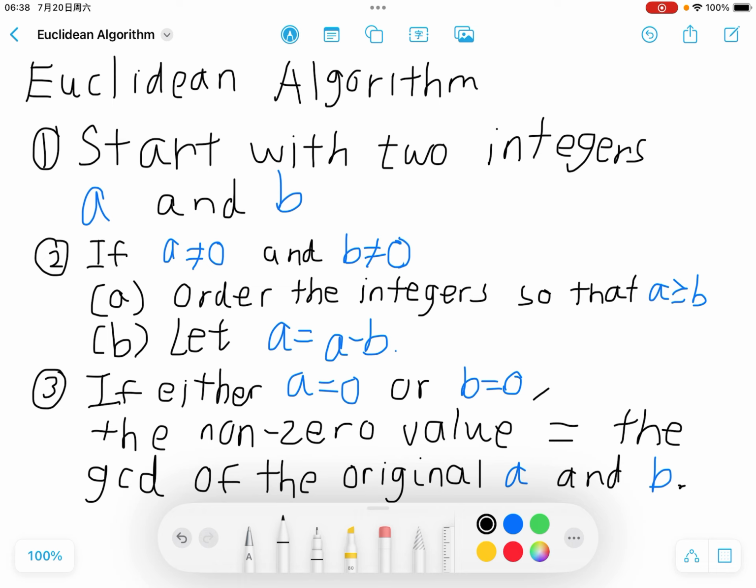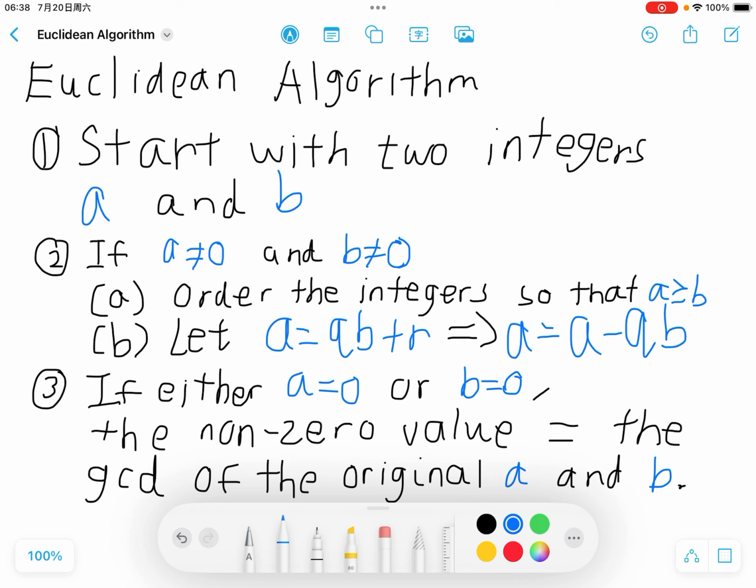So there's actually an improved version here. Basically what you do is, instead of directly letting a equals a minus b, since there might be various copies of b inside a, you let a equals qb plus r, and then you let a equals a minus qb. So q here is any integer, and the q has to be positive.